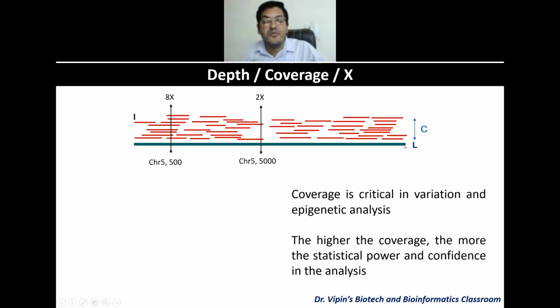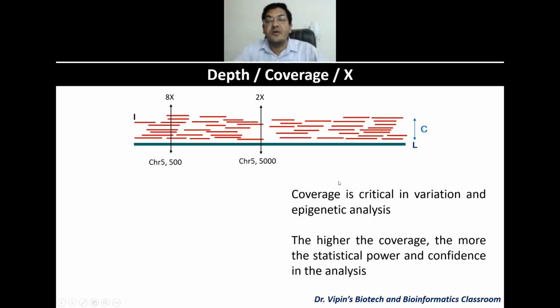So this is your reference human genome. I'm aligning my reads to the reference human genome, and I'm looking at each position, each nucleotide. Let's say chromosome 5, position 500. I'm looking at how many of these reads got aligned to this position here. So I say this coverage here is 8x because 8 reads at this position have the nucleotides at this position. Likewise here, there are only 2 reads that align to chromosome 5 position 5000. There is no matching in this region, so there will be a gap, and so on and so forth.